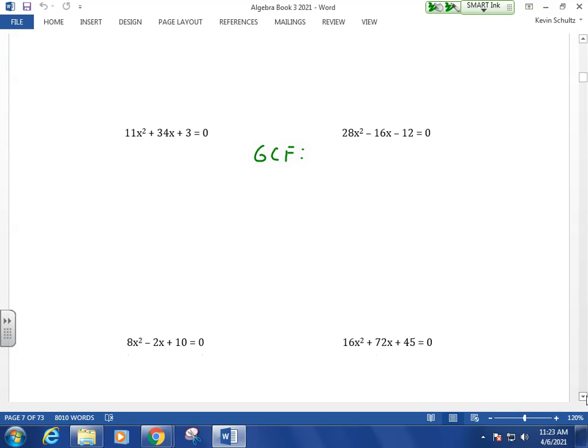So GCF of 28, 16, and 12 is a 4. So what that means is we are factoring out a 4 from each term, essentially doing the reverse of the distributive property, right? Dividing everything by 4. And that's going to give us 28x squared divided by 4 is 7x squared. Negative 16 divided by 4 is a negative 4x. And negative 12 divided by 4 is a negative 3.